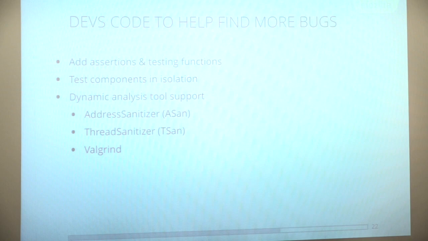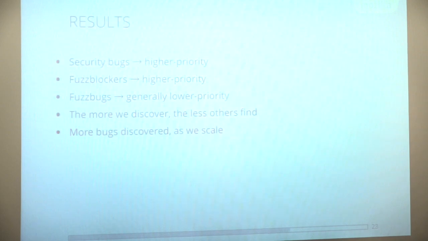right? So when developers add more assertions and we test them in isolation, we've touched a little bit about this. Using dynamic analysis tools, we can help to find more bugs together. The more bugs we find, the fewer bugs people outside find. Right, I've touched on this a little already.